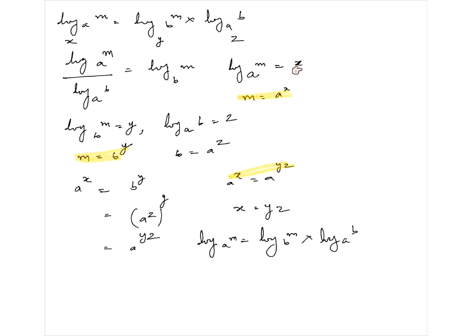If this is x, then from the definition of log, m will be a to the power x. If this is y, then m will be b to the power y. And if this is z, then b will be a to the power z. 1, 2 and 3. This is also m, this is also m. So I can write a to the power x equal to b to the power y.